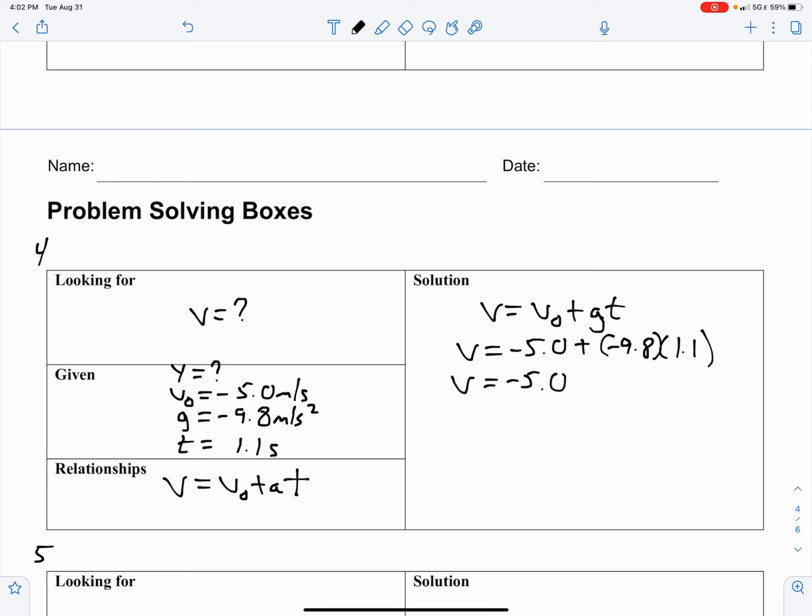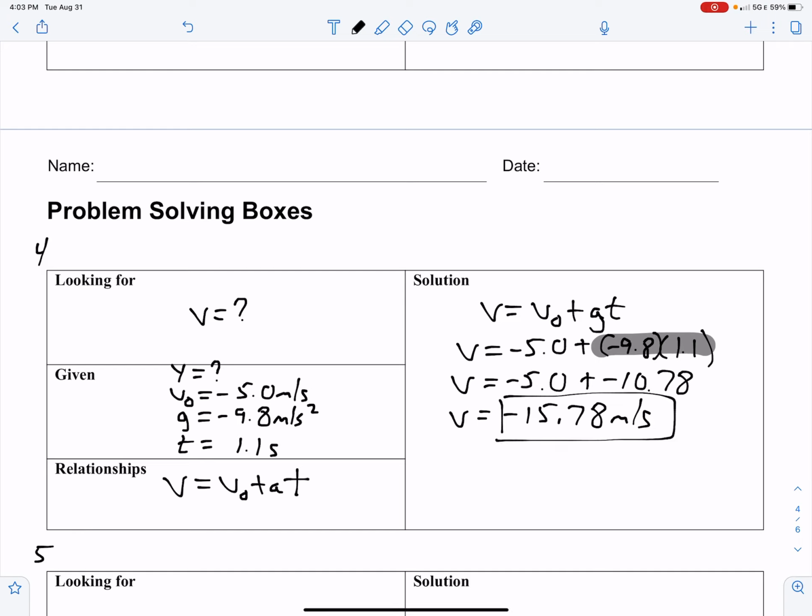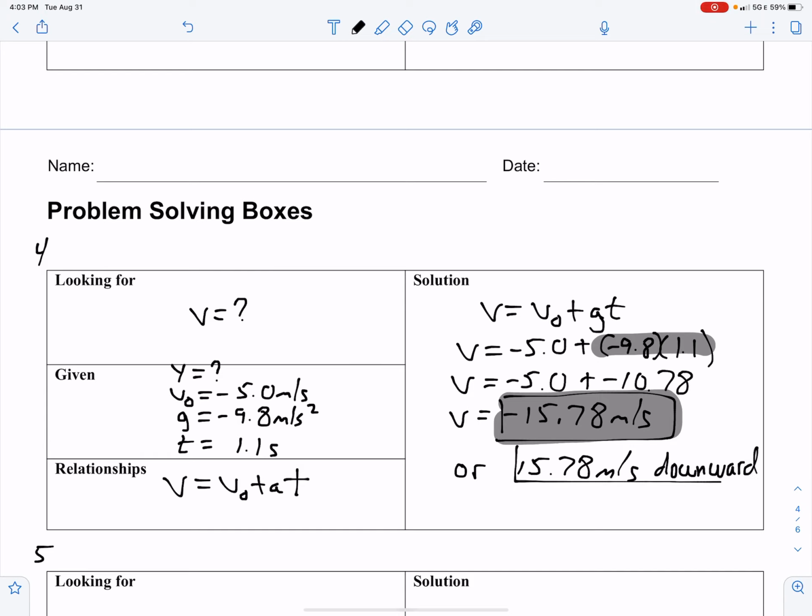Negative 5.0. Take the time to multiply that part first, and that's negative 5 plus a negative 10.78. And when we add those together, we get negative 15.78 meters per second. Since the question asked for velocity, that would be a sufficient answer, including the negative in your answer. Of course, the other way to represent the answer would be writing the speed, 15.8 meters per second, with a direction of downward, because the negative indicates that downward direction.